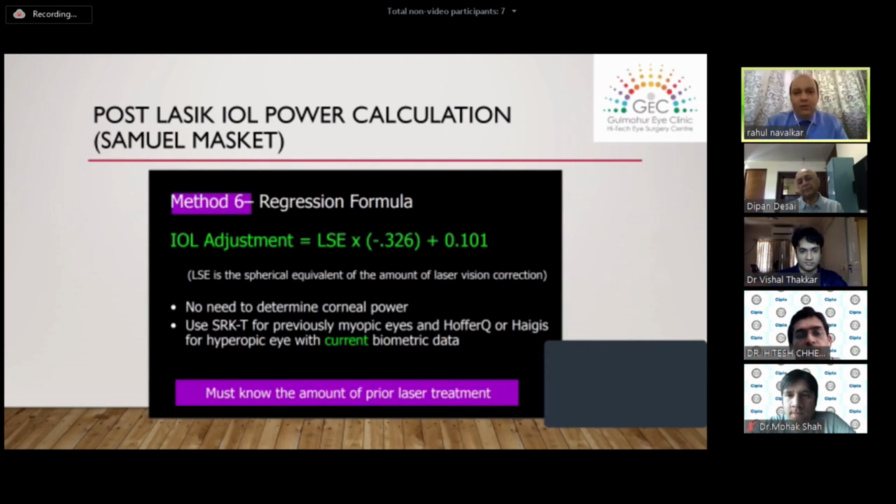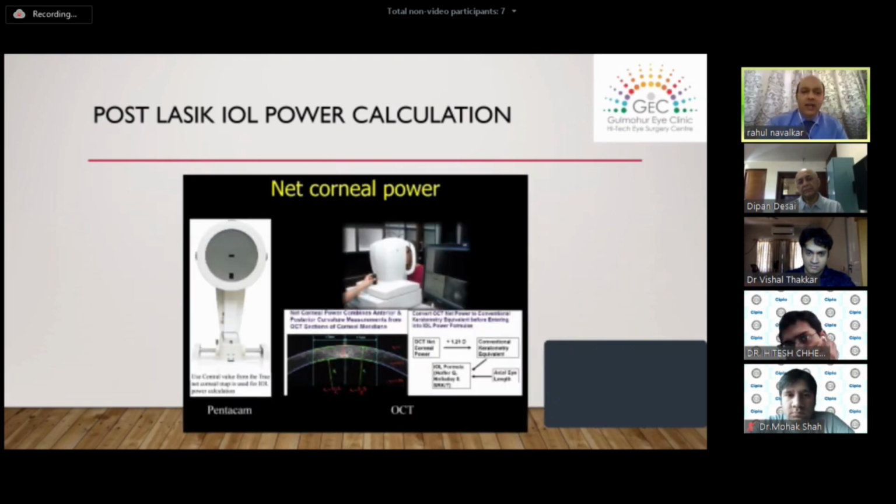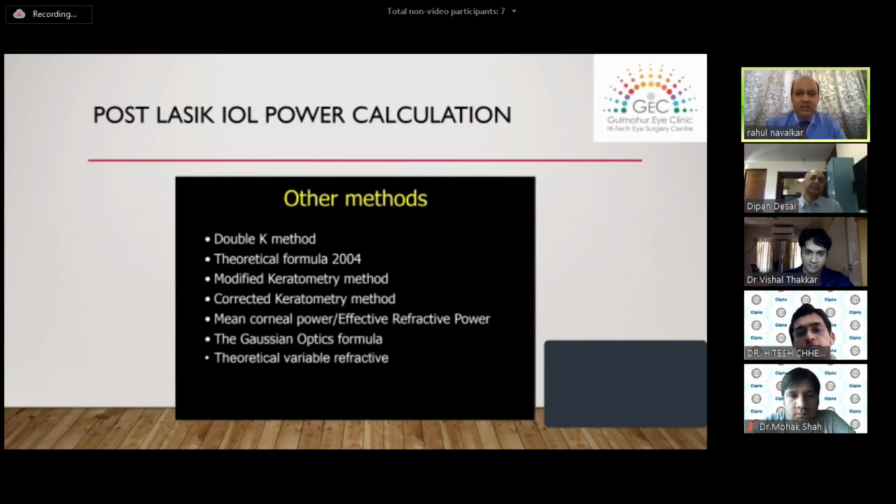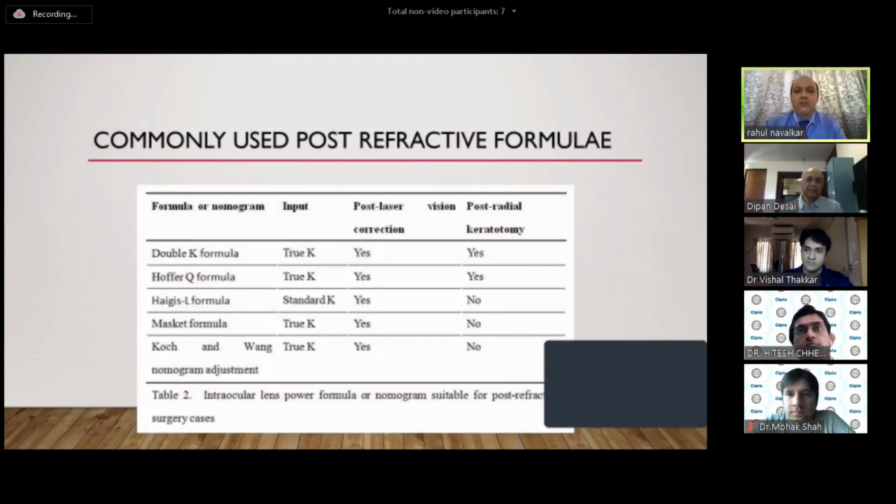And regression formulae, for which we must know what type of prior LASIK treatment, laser treatment has been done. And net corneal power can be estimated by either a Pentacam or the OCT. There are a number of other methods as enlisted here, but what are the commonly used post-operative refractive formulae?